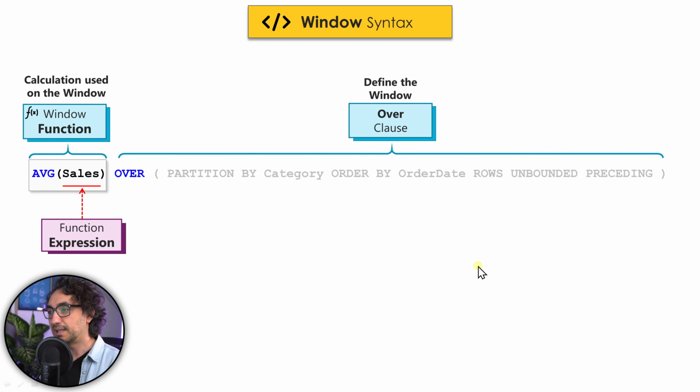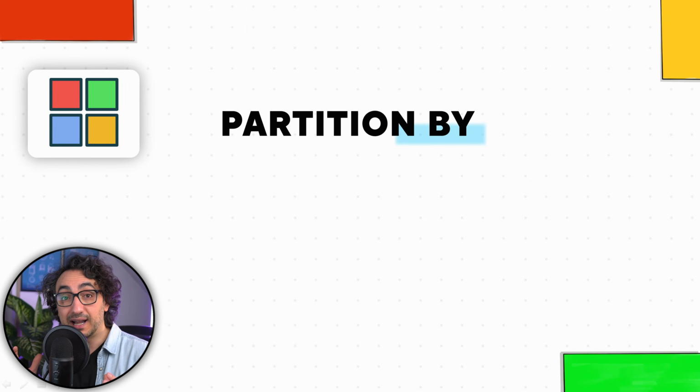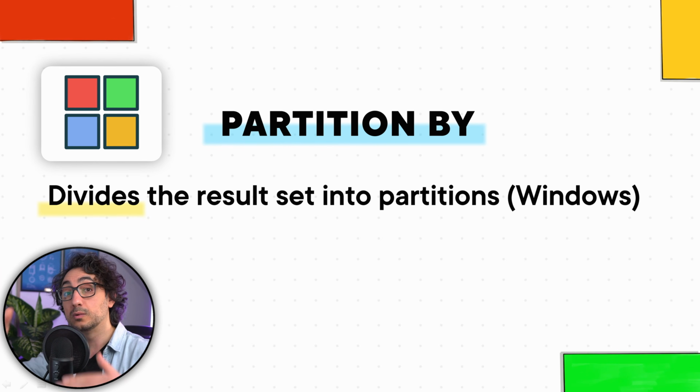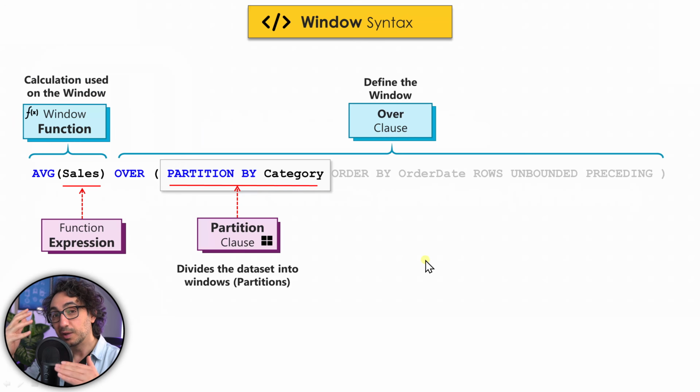Alright, so now we're going to learn how to define a window inside the OVER clause. The first part that we can define is the PARTITION BY. For example, here we have PARTITION BY category. We have to define the dimension. It's very similar to the GROUP BY, just another wording. So the first part is going to be the partition clause. What it's going to do is divide the entire dataset into groups, or you can call them window partitions. So here we tell SQL how to divide our data.